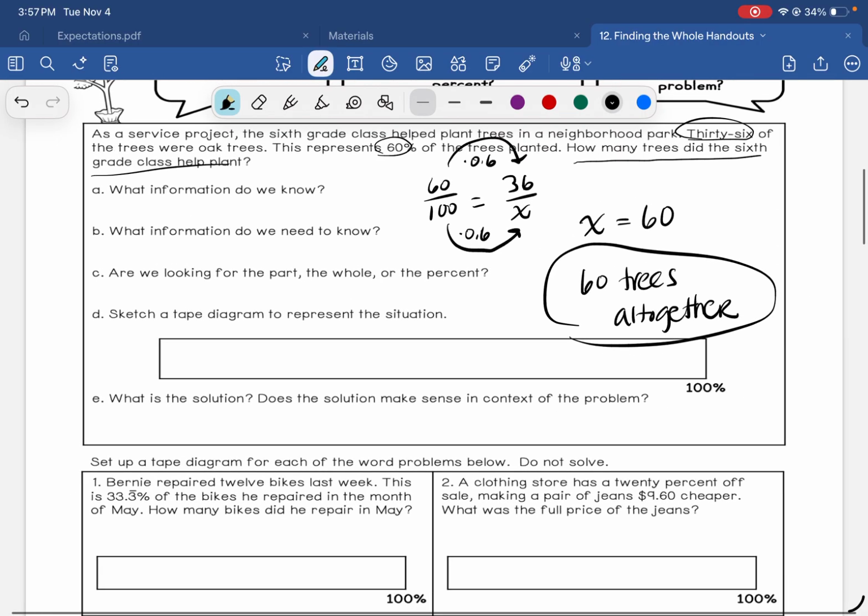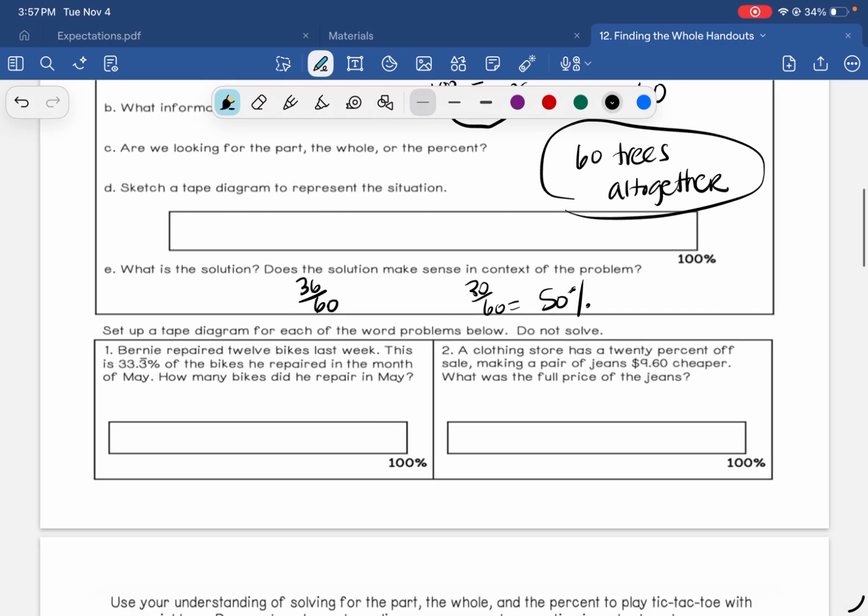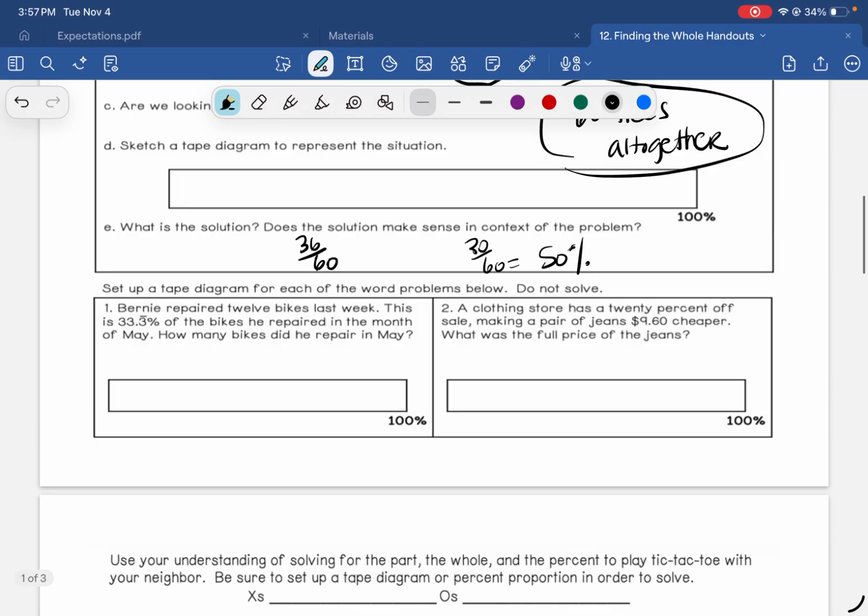Okay. Now, does this make sense in the context of our problem? Well, let's think about it. If you got 36 out of 60 trees planted, right? Well, half of 60 is 30. So 30 out of 60 would be 50%, okay? And then another 10% would be 6, right? Because 10% of 60 is 6. So if we combine those, 6 plus 30, that would give us 36 or 60%. So that does make sense.